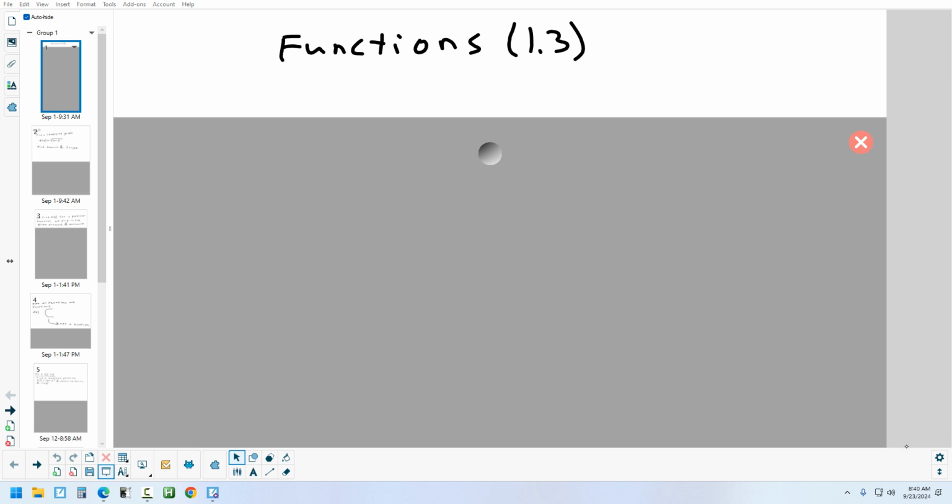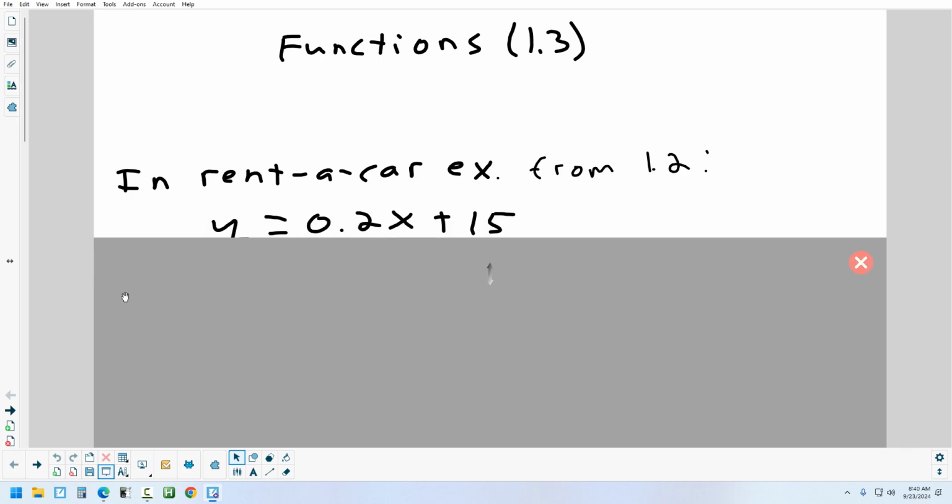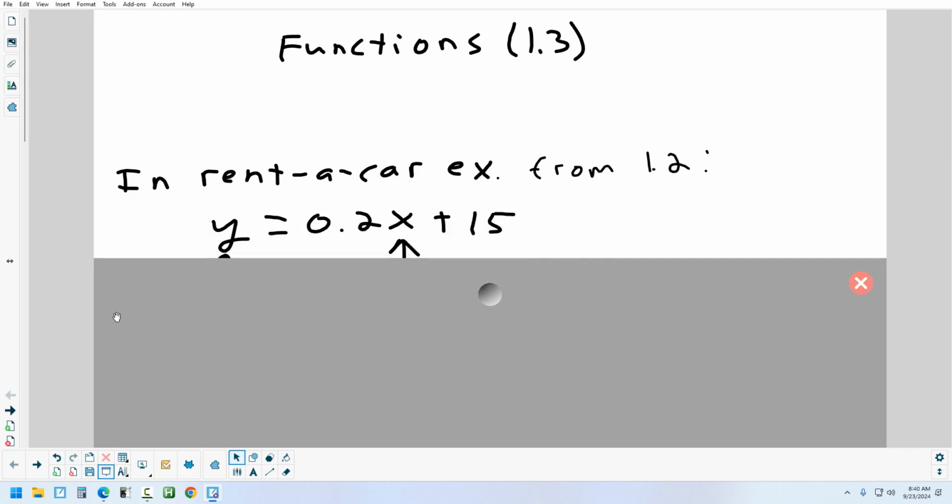All right, so we're going to start off this week looking at section 1.3. And 1.3 is on what we call functions. So it's kind of a little refresher. We had done a problem in the last section on renting a car. And I think it had cost 20 cents per mile you drive the car. And there was a $15 fee that you pay one time when you rent the car.